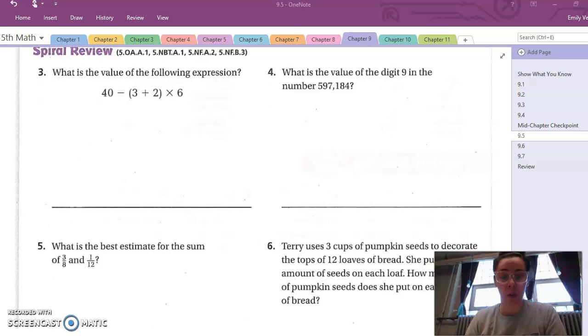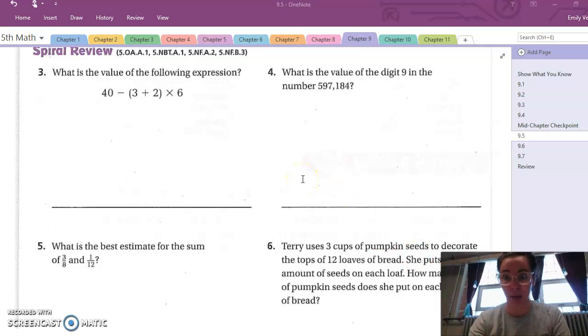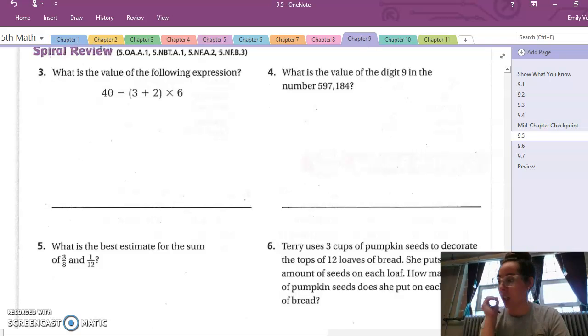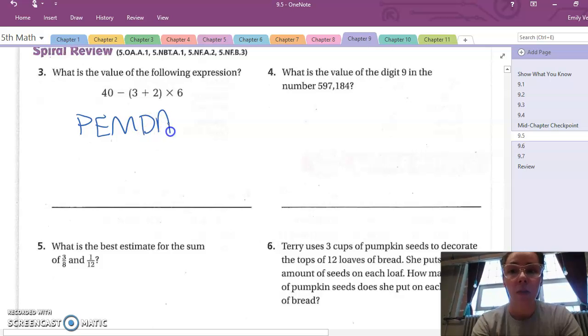Now these are review questions, so these are things that we have seen before, but it might take you a little while to get them back into your brain. So I'll give you a little tips here. What is the value of the following expression? And I see a whole bunch of numbers and symbols in here, but where do we start? I think PEMDAS on this one. Order of operations, okay? This one I think you can do.